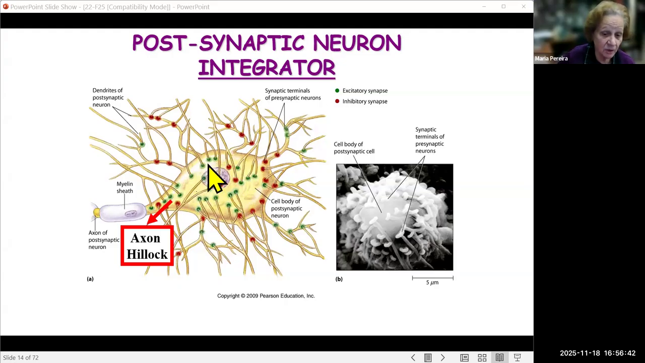When you sum them all up, if the change in voltage reaches threshold at the axon hillock, remember, the axon hillock where there's a lot of voltage-gated sodium channels, so that change in polarization in voltage has to reach the threshold. So it's quite complex. There's a lot of regulation, and this regulation is very, very important to prevent disease.